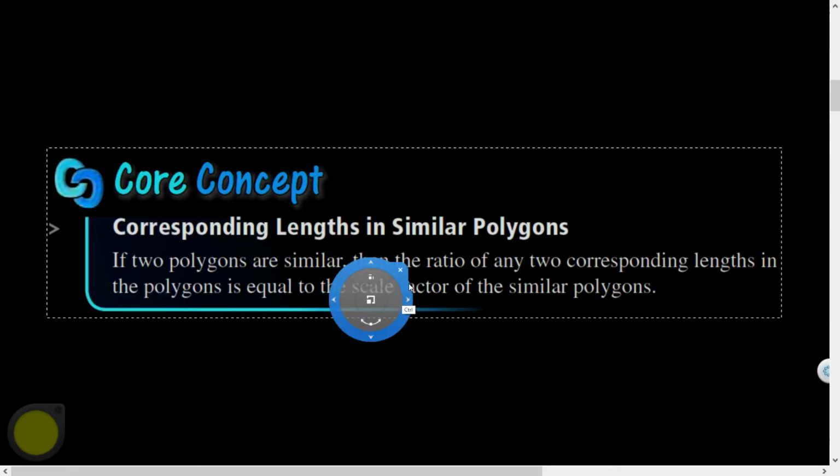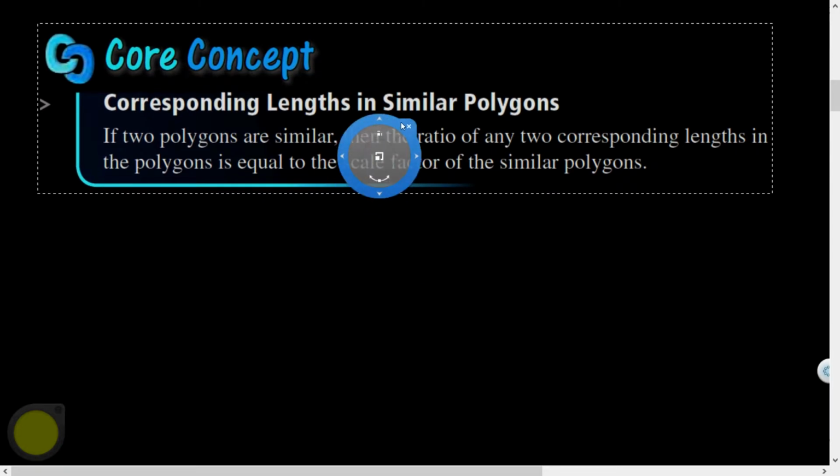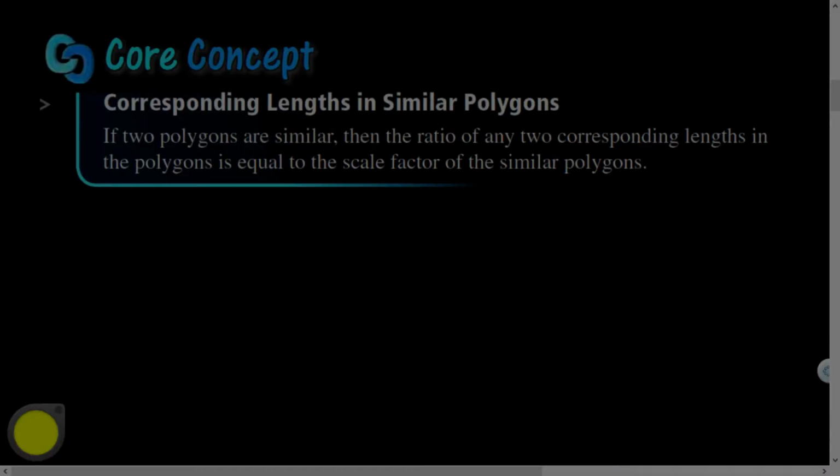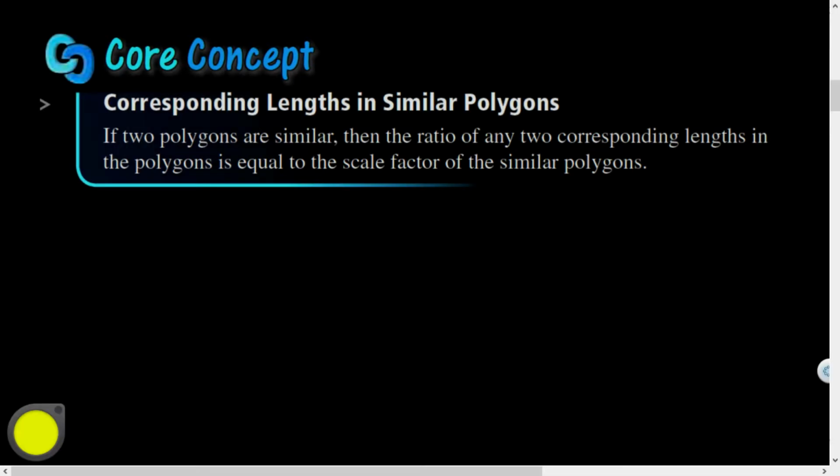Let's see. Turns out corresponding lengths in similar polygons: if two polygons are similar, then the ratio of any two corresponding lengths in the polygons is equal to the scale factor. All right, equal to the scale factor. And as a result, we can now start solving problems.